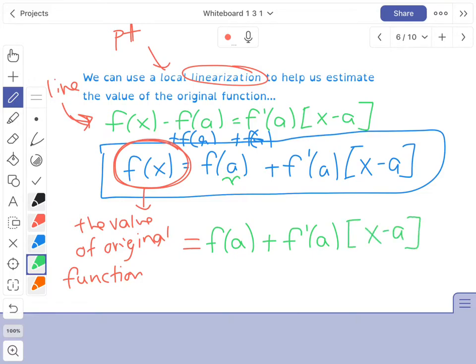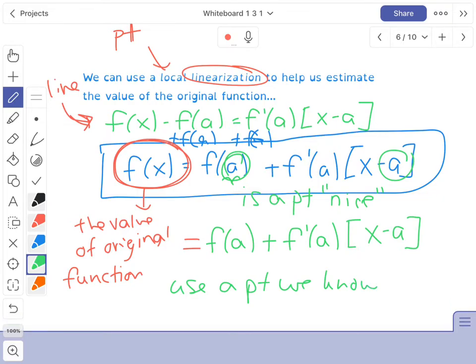Now a here, why do we care about a? A is a fixed point, but a is a point that's quote unquote nice. So we can use a point we know to estimate one we don't. So this is your main formula. We're going to go see that in action right away.